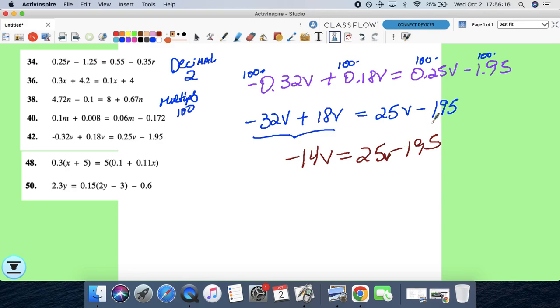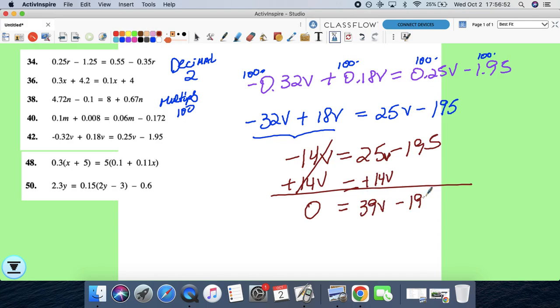There's the v. We have variables on both sides. Yes, we do. So let's get rid of the one that's smallest, and obviously the coefficient negative 14 is smaller than 25. We're going to do plus 14v on this side. Negative 14v plus 14v goes away, and we actually write 0 this time, because if we didn't, it'd be empty. 25v plus 14v is 39v minus 195.